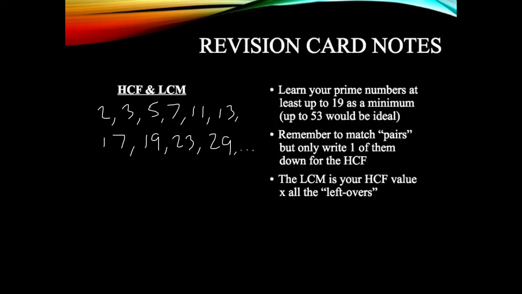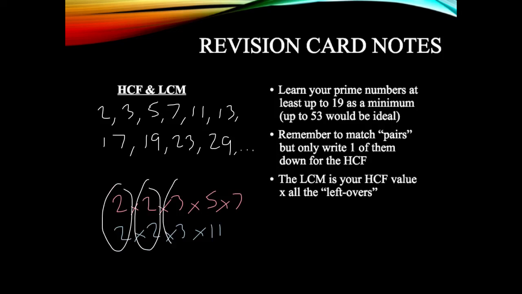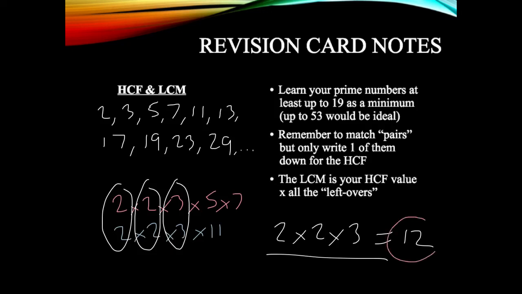Remember that when you're writing your numbers down and you've got your first list of numbers that might look like this, and you've got your second list of numbers that might look like this, when you're pairing them up, you only write down one of the numbers in that pair. So in this case it'd be 2 times 2 times 3. That would be it, which in this case is 12. Okay. Your lowest common multiple, remember, we are then using this multiplied by all the things that I've not yet used. So multiply by your leftovers. And it's as simple as that.